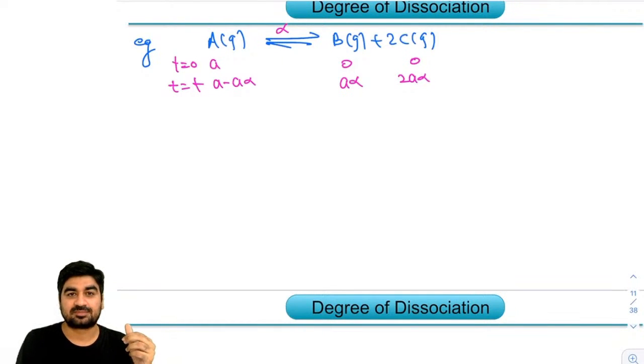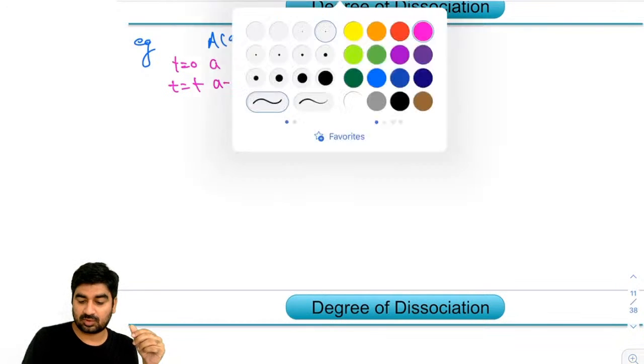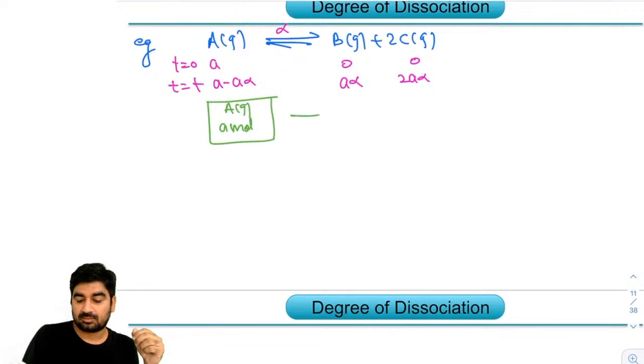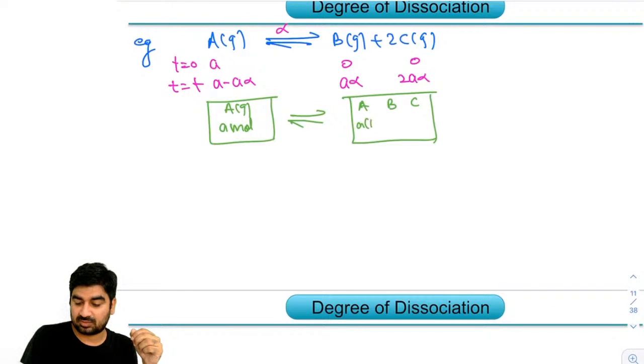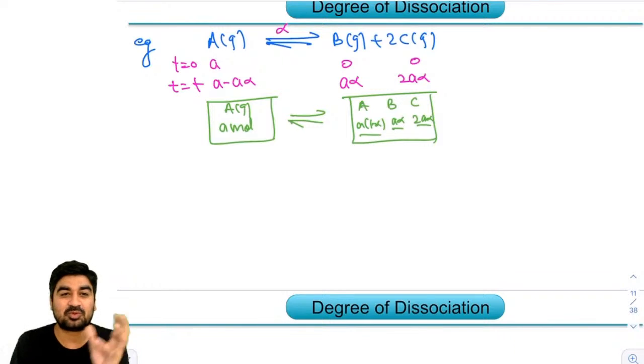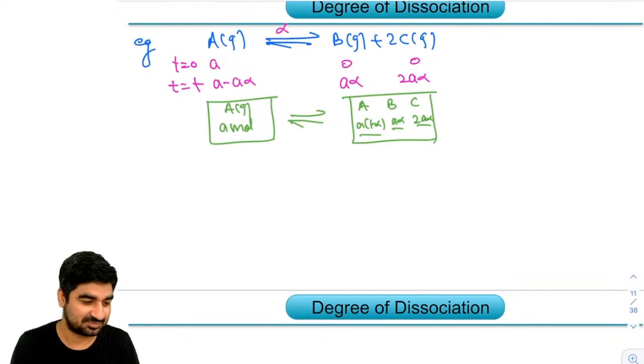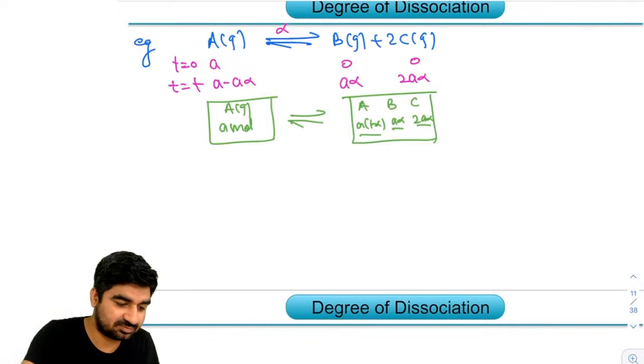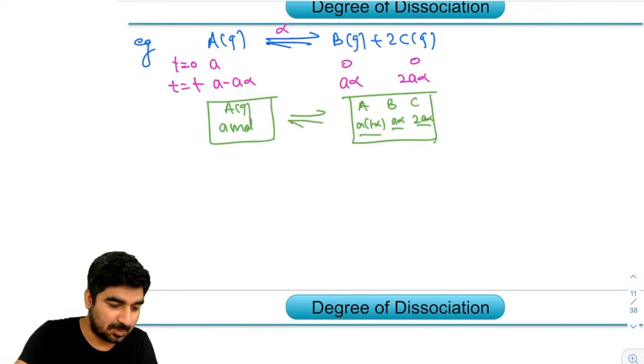So this is the expression, guys. Just visualize it. Initially there were a moles of A. But once the equilibrium has been established, you will have A, B as well as C. Moles of A will be a into 1 minus alpha, B will be a alpha, and C will be 2a alpha. Now you have the moles of each and every reactant and product. Okay, guys. Any doubt, please ask me.